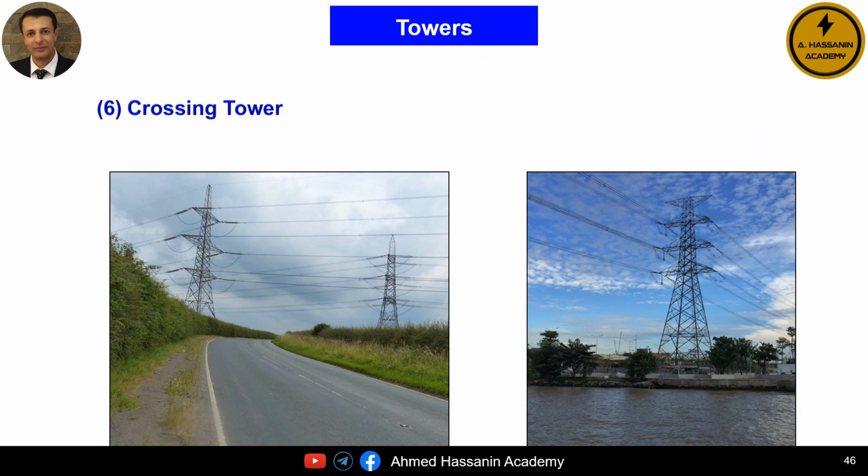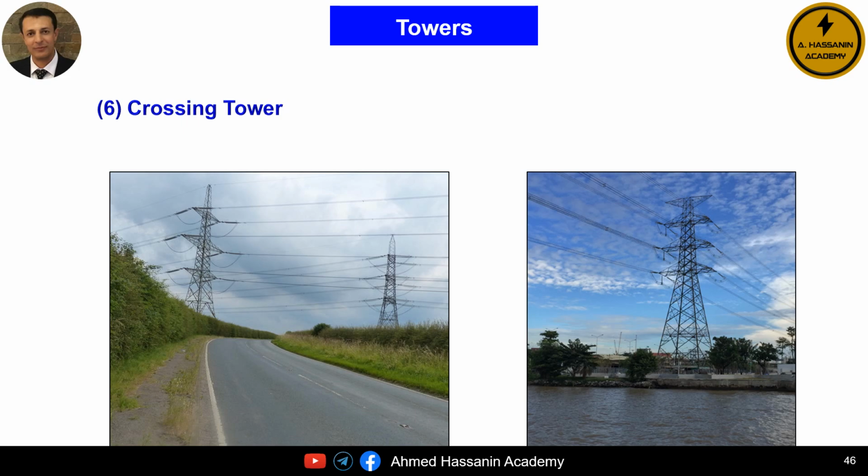Now let's look at crossing towers. Definition: crossing towers are a special type of transmission tower used when the line needs to pass over obstacles such as rivers, highways, railways, or valleys. These towers are designed to provide extra clearance and safety in such situations.